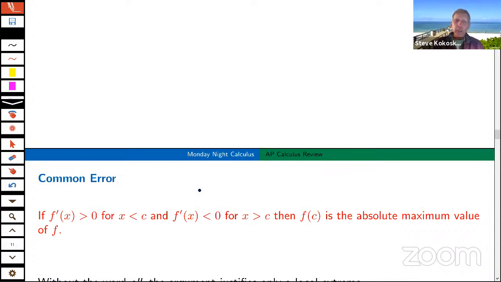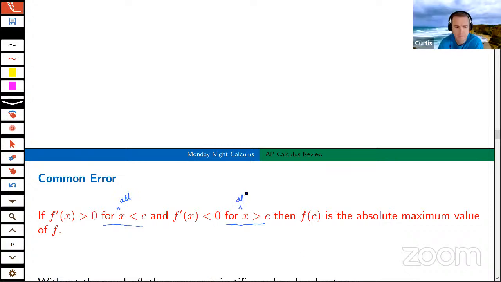You won't get credit for that justification on the AP exam. Curtis, any chance you see what's wrong there? Well, you're claiming a global maximum and you don't have evidence of that, right? Very good. Excellent. Yeah, there's a missing word in here and here. And it is the word all. Written like this, it is a local argument and you will not receive points for the justification.